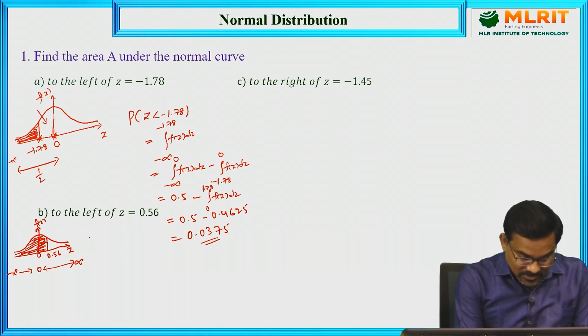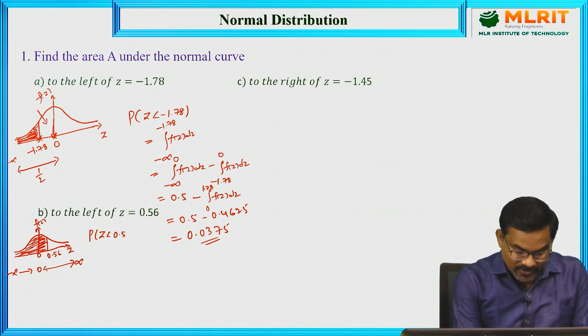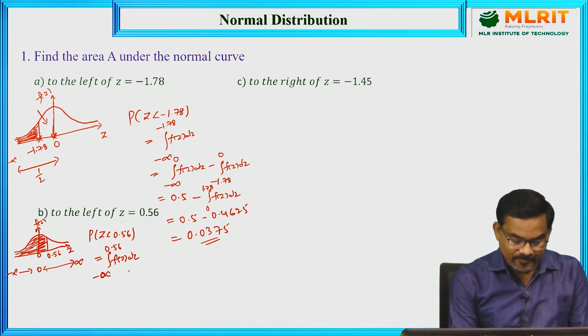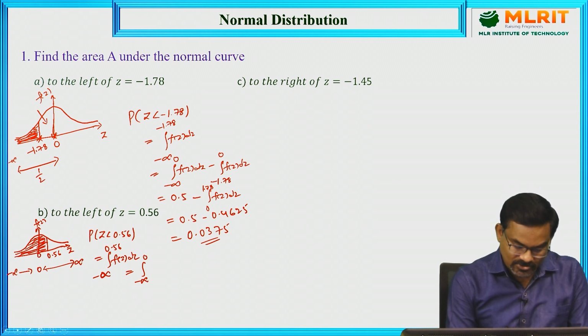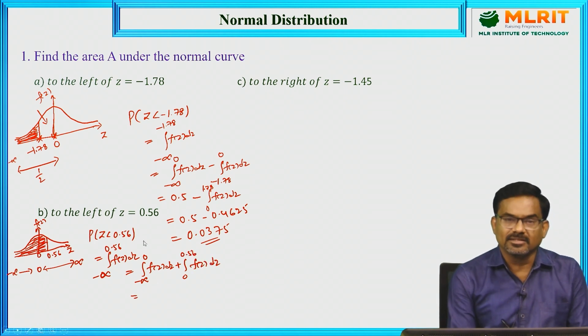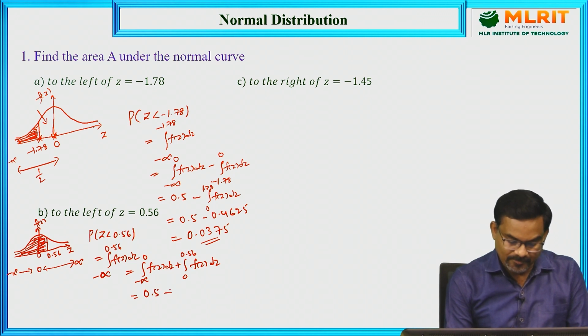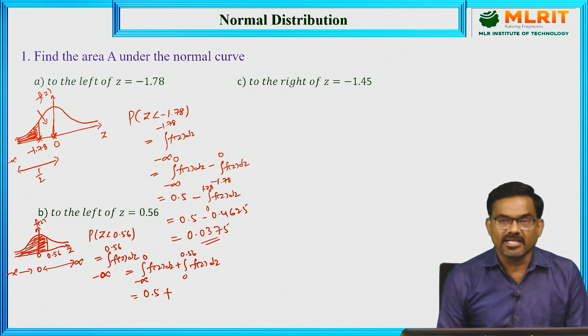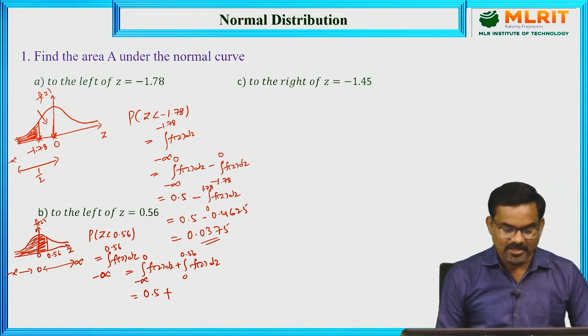So the probability of Z less than 0.56 is equal to the integral from minus infinity to 0.56 of f of z dz. We know that between negative and positive values there is 0. In between these two we have the integral from minus infinity to 0 of f of z dz plus the integral from 0 to 0.56 of f of z dz. And we know that this negative portion is equal to 0.5, plus the area from 0 to 0.56. We need to calculate this area using the standard normal table. Let us go back to the table.